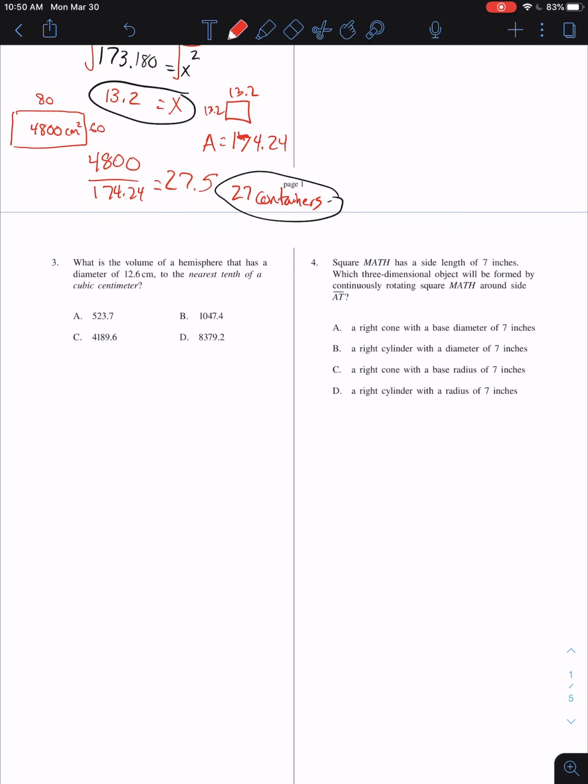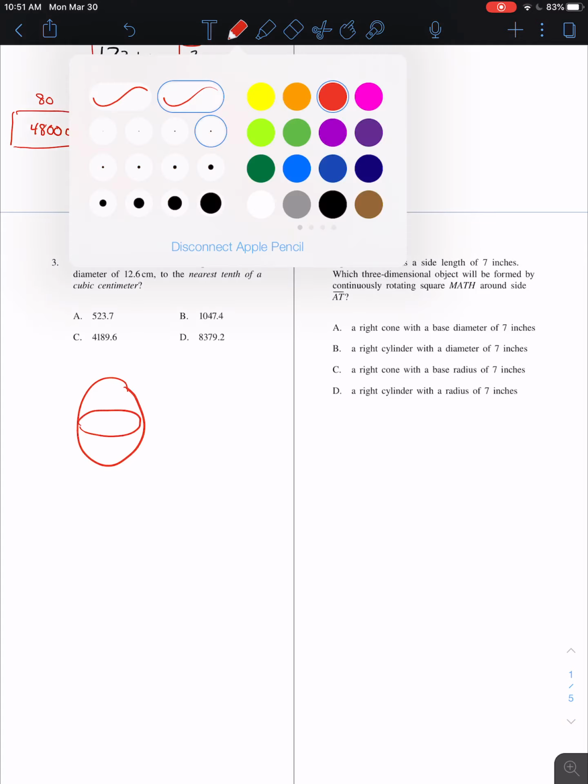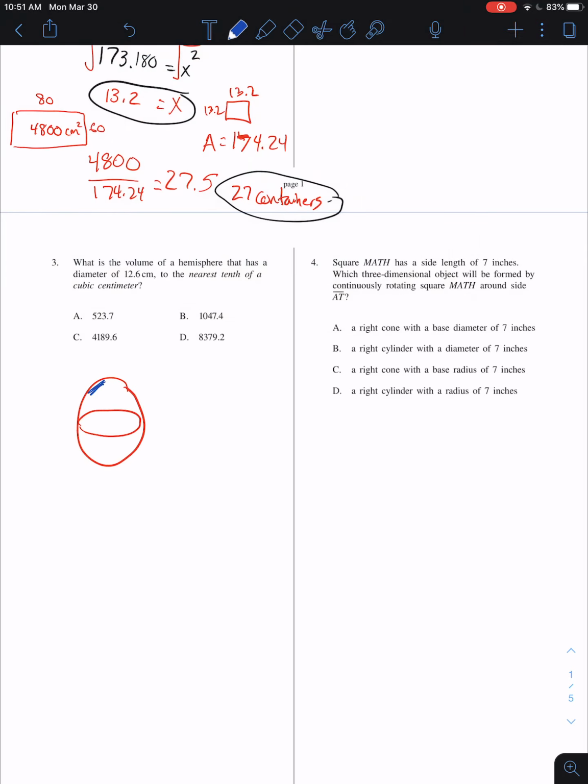3. What is the volume of a hemisphere that has a diameter of 12.6 to the nearest tenth of a cubic centimeter? Okay, so a hemisphere is like a sphere, but it's half of a sphere, right? If you think about like the northern hemisphere and the southern hemisphere when you were in geography or in social studies class. So we could start by considering a sphere, but we're only going to be considering the top portion of that sphere. We're not going to consider the bottom.